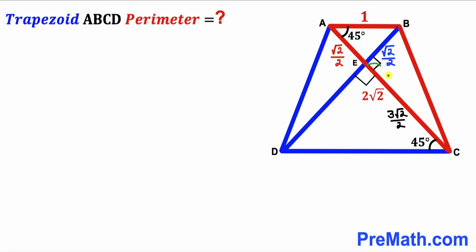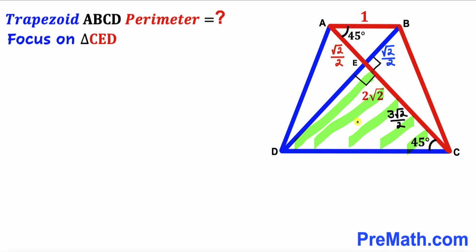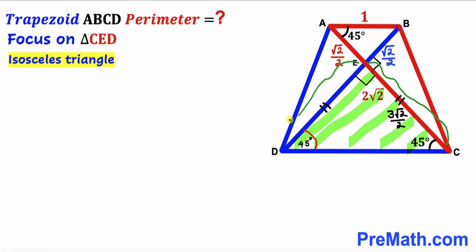So thus this segment CE length simply turns out to be 3 times square root of 2 divided by 2. And now we are going to focus on this other right triangle CED. We know this angle is a 45 degrees angle, this is a 90 degrees angle, so therefore this angle has got to be 45 degrees as well. So we conclude that this triangle CED is an isosceles triangle as well, since this angle is congruent to this angle. So therefore we conclude that this segment CE length must be equal to this DE length.